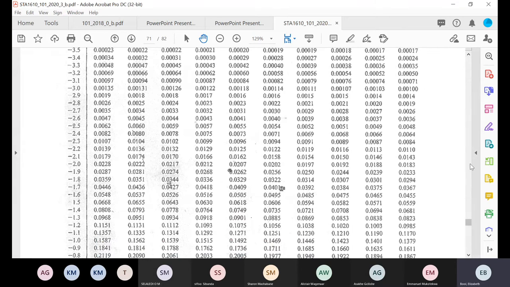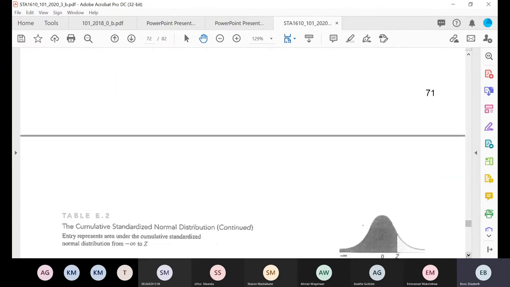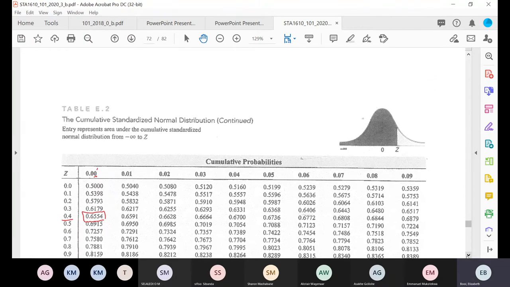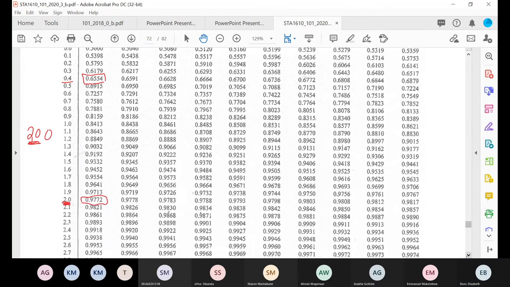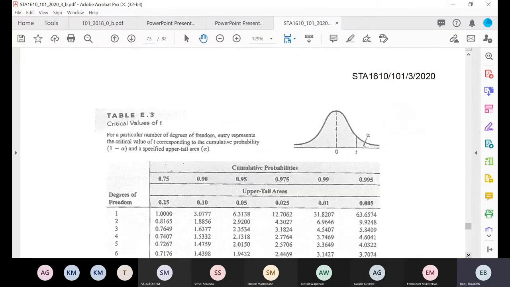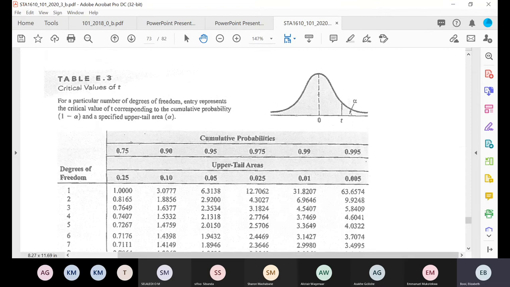We need to go to the T table, and usually I think it is immediately after the normal distribution table. So you can find your T tables in your book, in your study guide, at the back of your past exam papers, or at the back of the prescribed book. You need to make sure that you use the right T table. This is the T table we're going to use right now. It's called table E3, and it is also called the critical values of T.